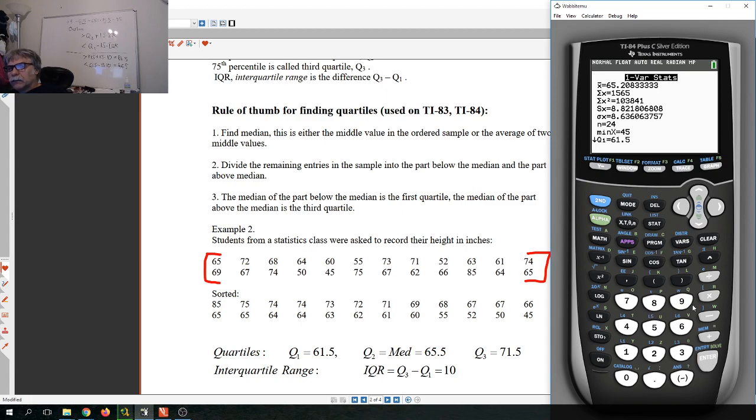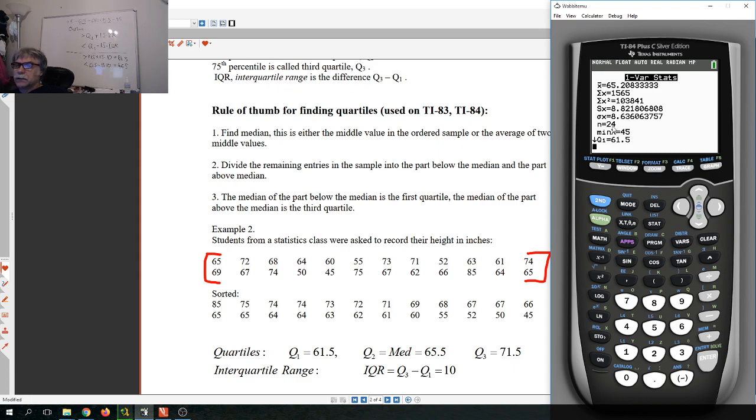So you move arrow down and then press enter. All of this stuff we are already familiar with. So this is the mean, the sum of x's, the sum of x squares, the sample standard deviation, and the population standard deviation, because your calculator doesn't know whether this is a sample or a population, so it does both.